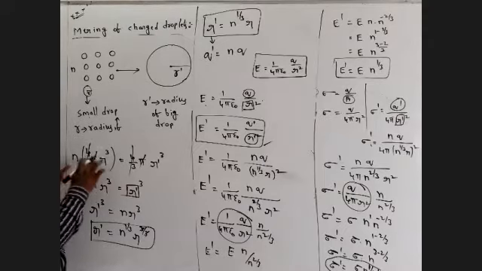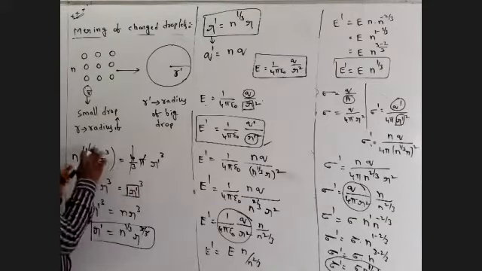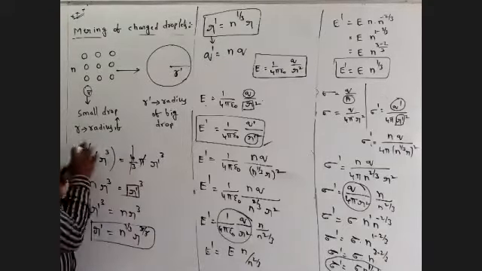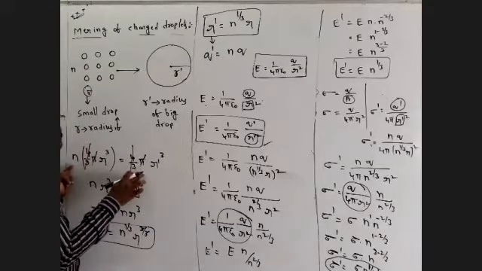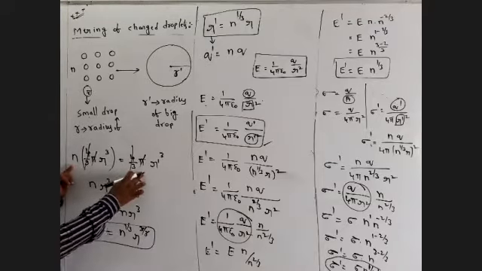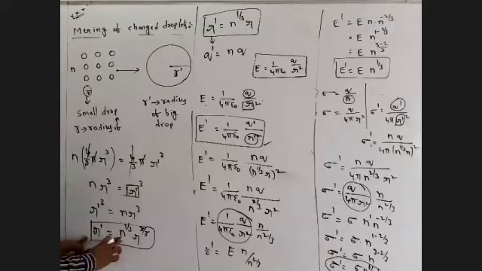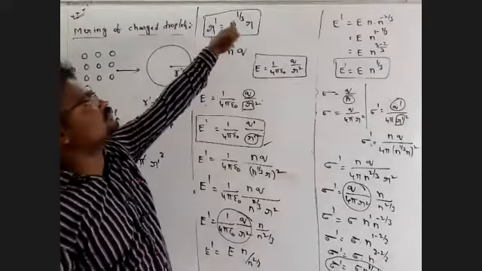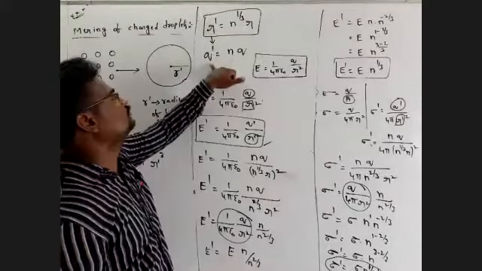n into 4 by 3 pi r cube means this is the volume of n small drops. This is the volume of the big drop. For the big drop we get R dash is equal to n power of 1 by third R. This is the general form for the big drop.